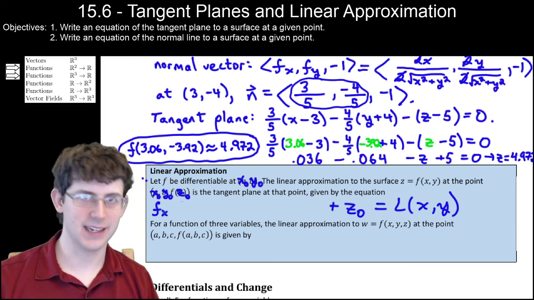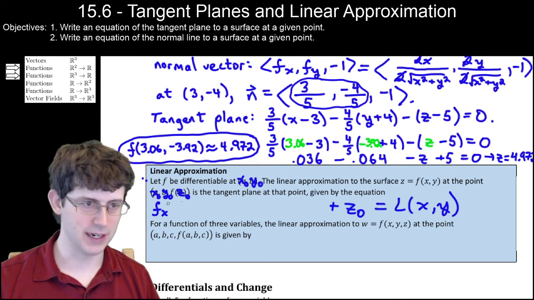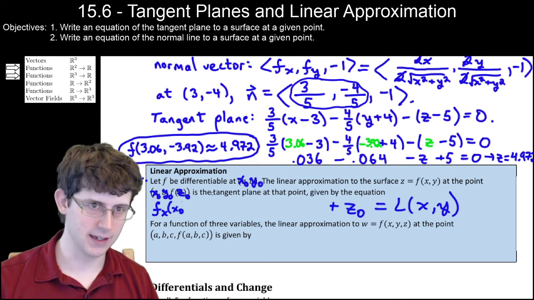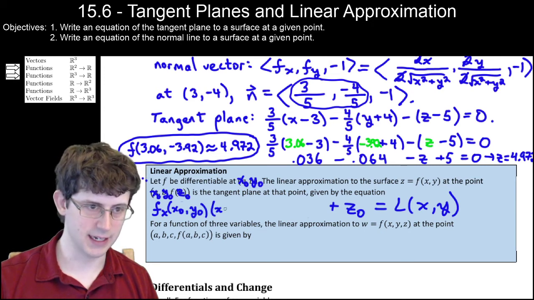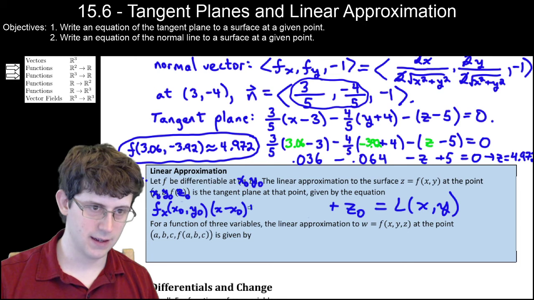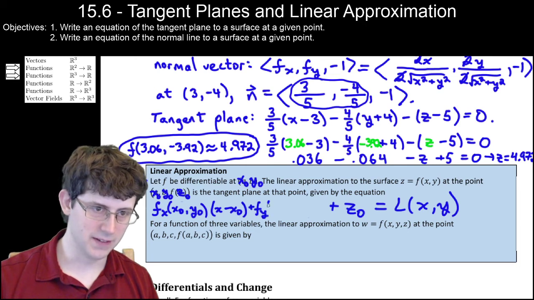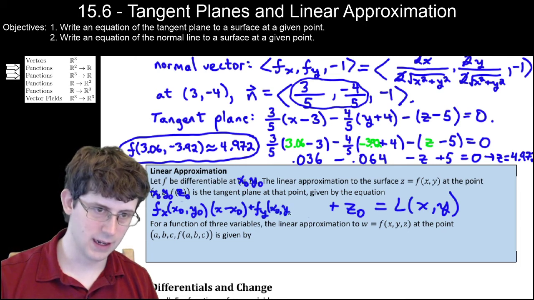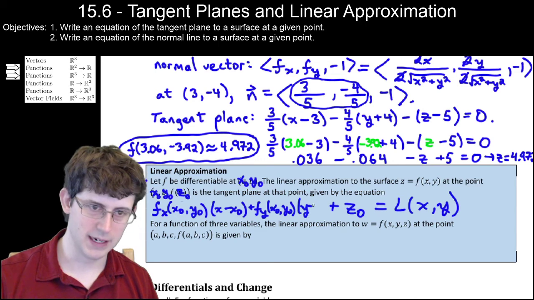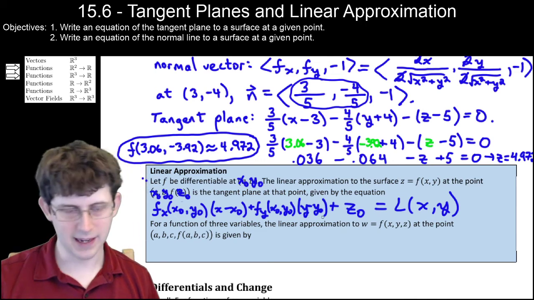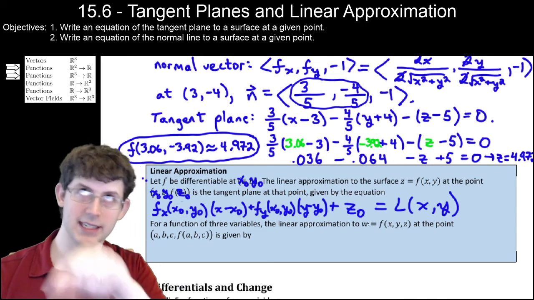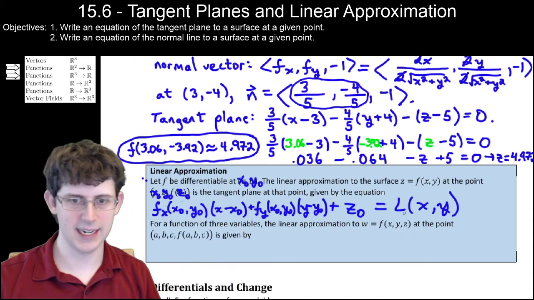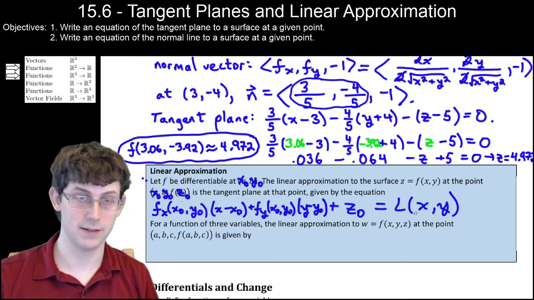The problem is the x partial derivative is its own function, but I want a number here. Like this 3/5. I want the x partial derivative at the base point, and all this is times x minus x naught. And then I want the y partial derivative at the base point times y minus y naught. And then I would have minus z naught, but I'll move the z over to the other side and say this is our linear approximation.